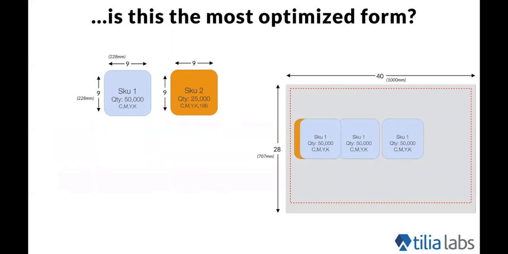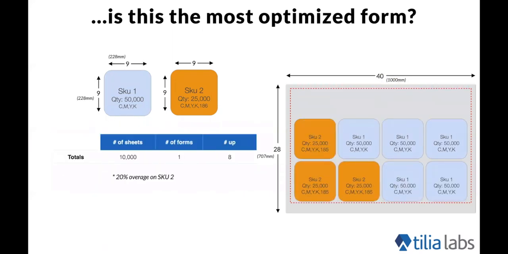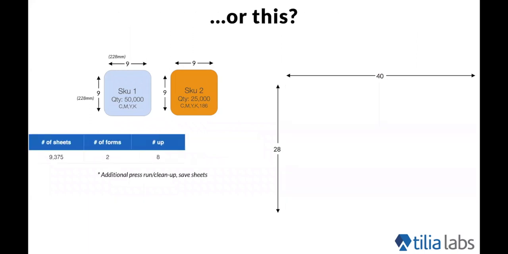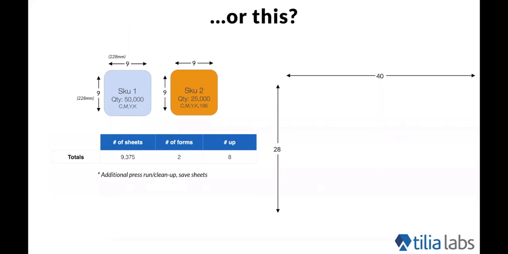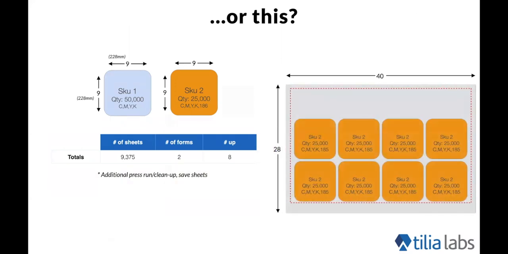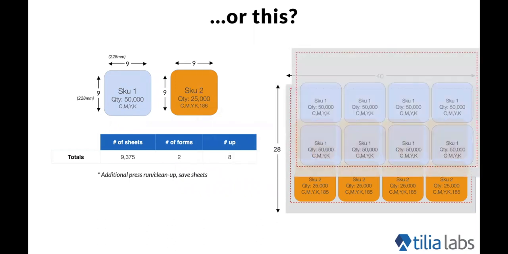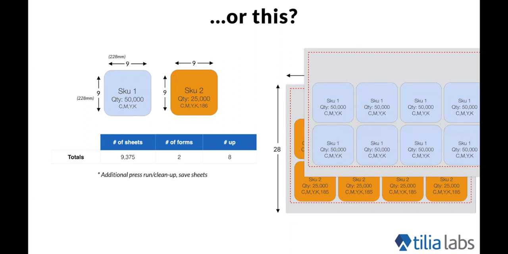And again, it's not terribly challenging. You have really two options in this scenario, right? You can run one press run and eliminate a press cleanup, but we're going to overrun SKU number 2 by 20%. So this is going to result in 10,000 sheets total to fulfill this job and only one press run. Or alternatively, we can split this out onto self runs. So we can run this as two press runs, right? Which saves us, you can see, about 1400, 1600 sheets.